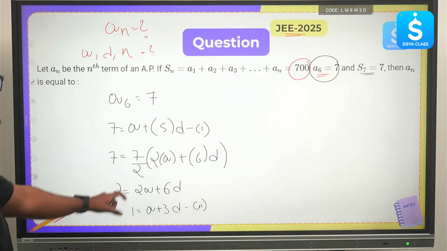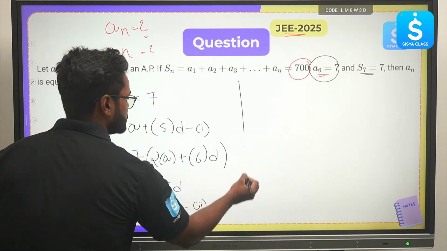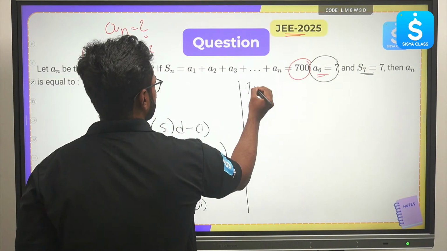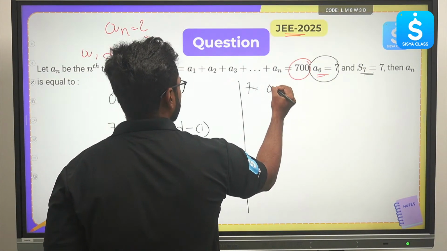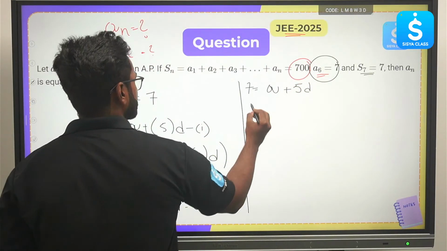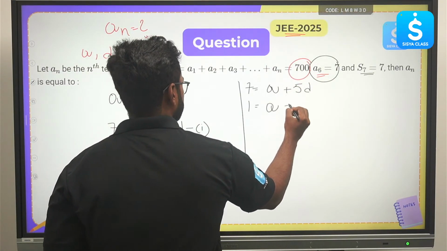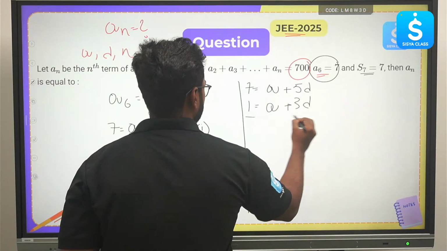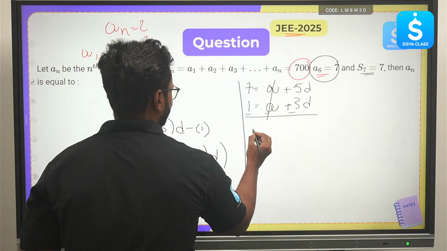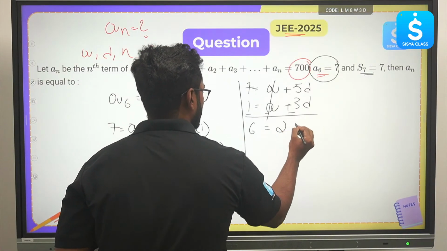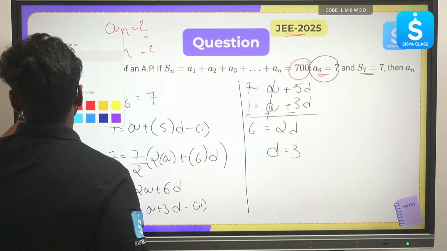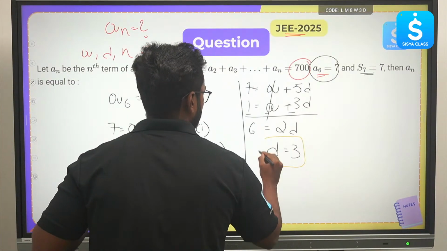Okay? Now let us solve equation 1 and equation 2. Let us subtract 2 minus 1. We will be having 7 equals a plus 5d, and 1 equals a plus 3d. Right? Subtract it. You will be getting 7 minus 1, 6 equals 2d. Therefore, d equals 3. Okay, we have the value of d, which is 3.